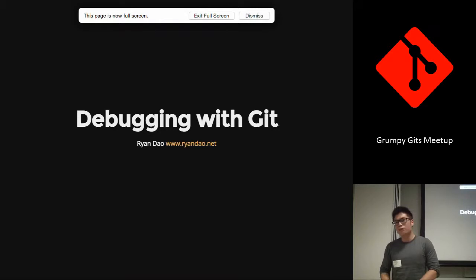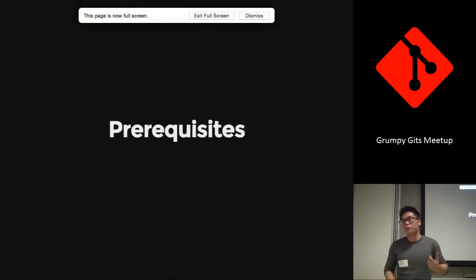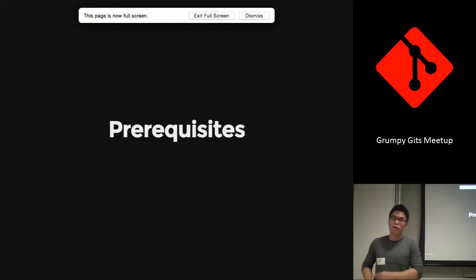So this is kind of like a beginner to intermediate talk. If you're already familiar with all the concepts here, just bear with it. I think some people will benefit quite a bit from it as well. So the first part of the talk is going to be about the prerequisites. Before you can actually use Git for debugging, you have to satisfy some requirements first.